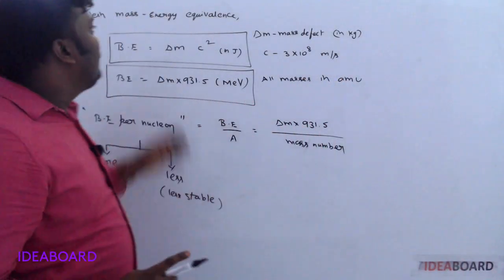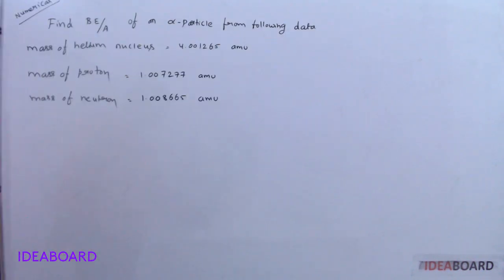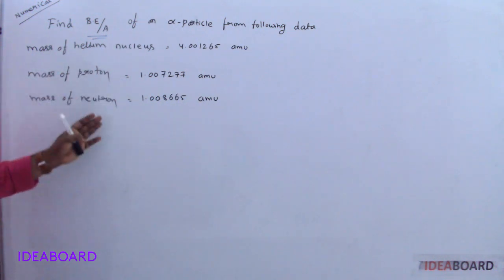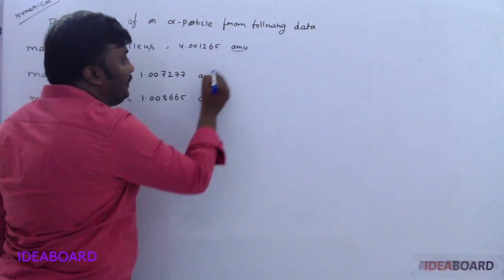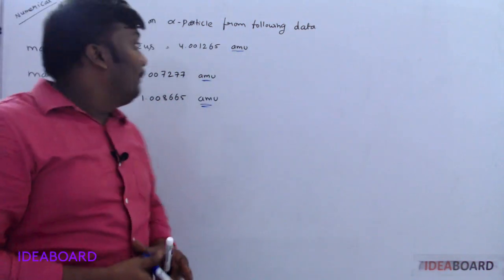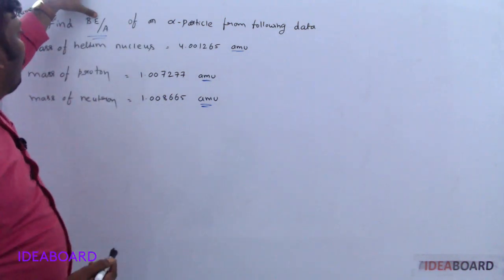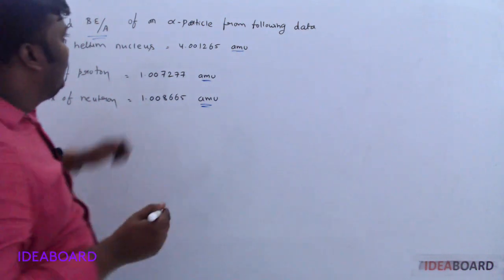Understand? Based on these things, let us try one numerical. The question was, find the binding energy per nucleon for an alpha particle from the following data. They gave the mass of the helium nucleus, mass of proton, and mass of neutron in terms of AMUs. How can you get the formula for the binding energy per nucleon? First of all, you may try to find the binding energy.